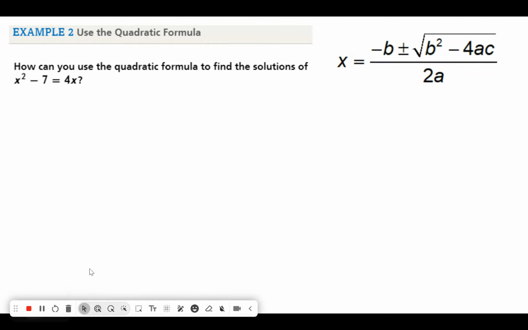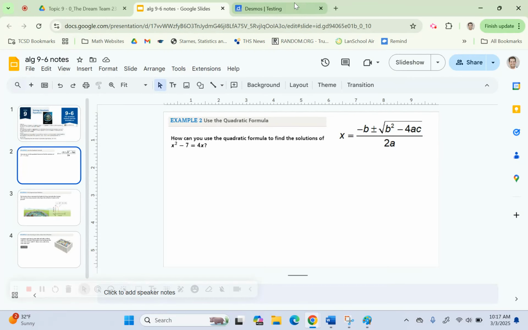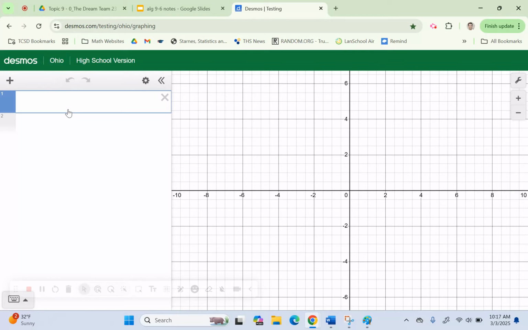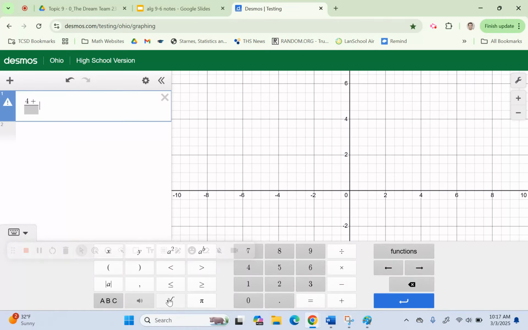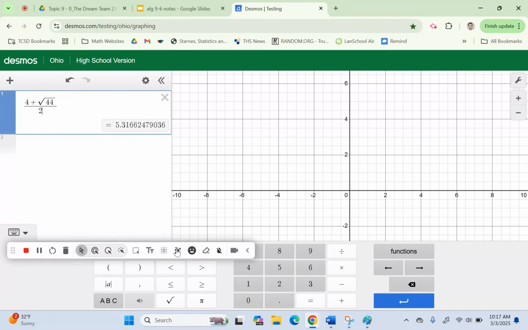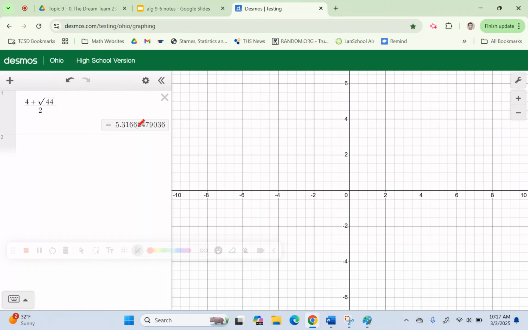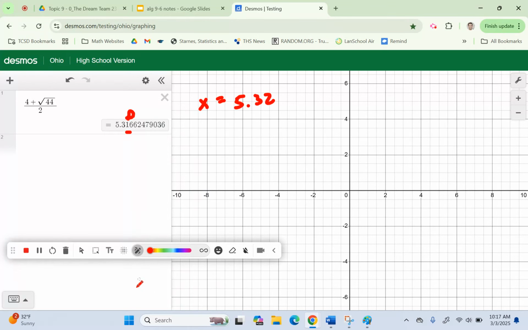Let's go to Desmos. Okay, so I will type my fraction bar first. So 4 plus square root of, oh, notice what happened, I got to put it back up here. Square root of 44 divided by 2. So this is one of the solutions. So x equals, and we'll round that to the nearest hundredth, so that 1 gets rounded up to a 2 by the 6. x equals 5.32, so that's one solution.